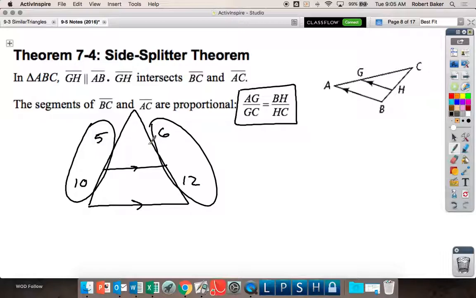So does it make sense? Is 5 over 10 equal to 6 over 12? Yeah, because 5 times 12 is 60, and 6 times 10 is 60. Their cross products match. So the Side-Splitter Theorem says this piece is proportional to this piece, and this piece is proportional to that piece. It goes top over bottom equals top over bottom. It's a great shortcut to use.